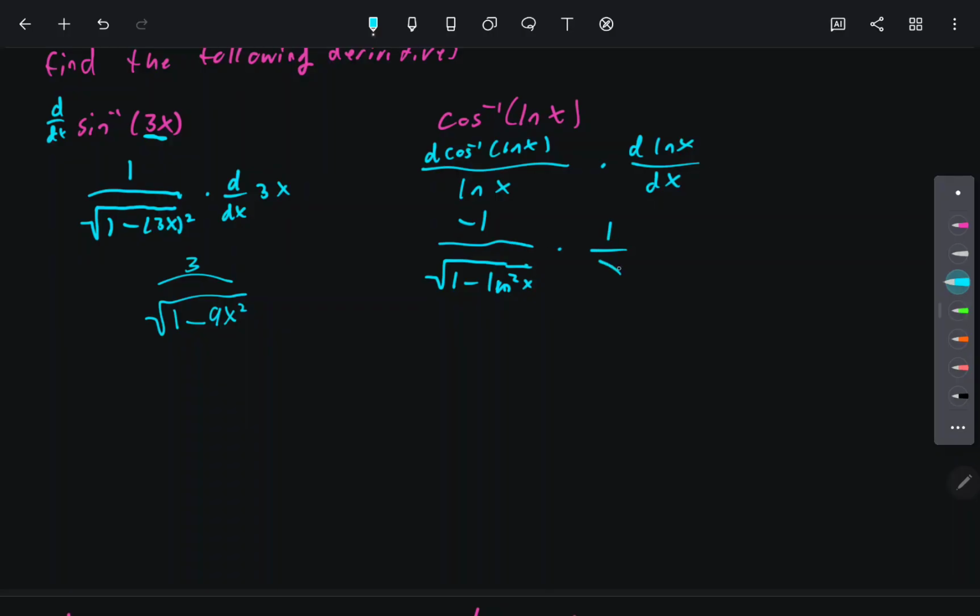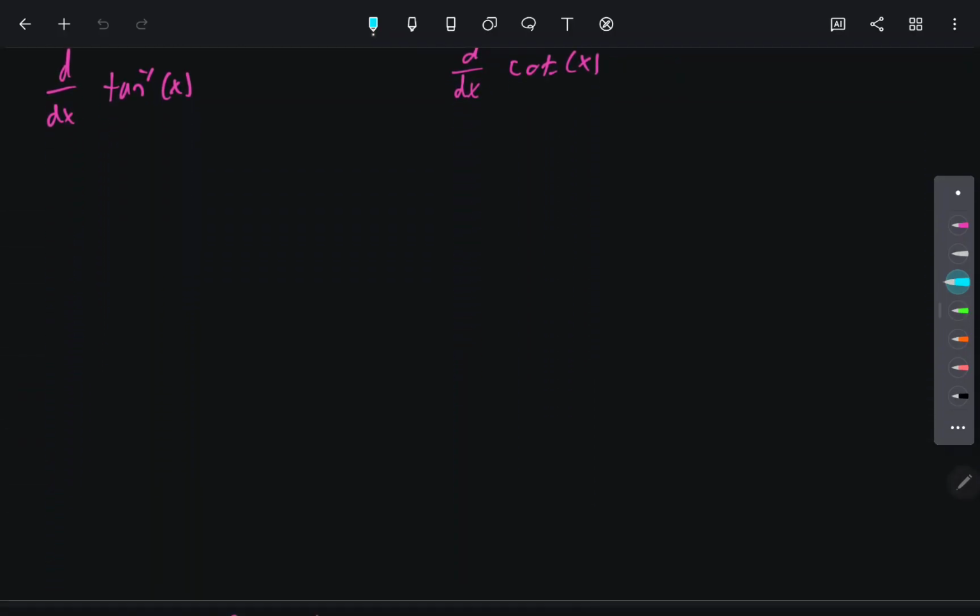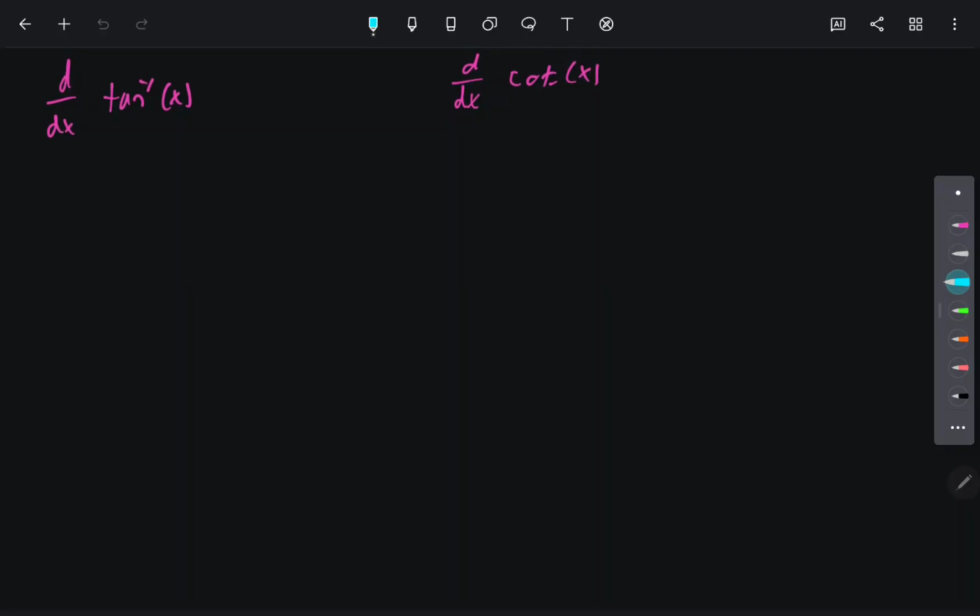That's 1 over x. So we can now combine these. So we get negative 1 over x square root of 1 minus the natural log squared of x. And that's our answer. All right. Let's get on with more derivatives. So now we have to do the derivative of tangent inverse and the derivative of cotangent inverse.